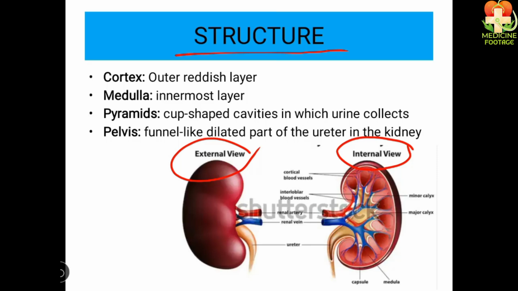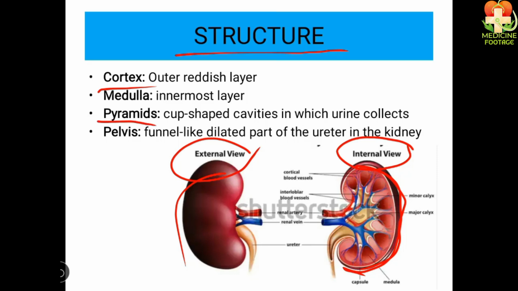The structure of the kidney is composed of several parts, but I will focus on 4 major components. First, let's talk about the cortex. The reddish-brown outer layer you see is called the cortex. The inner part, excluding the cortex, is called the medulla. Now, let's move on to the pyramids.